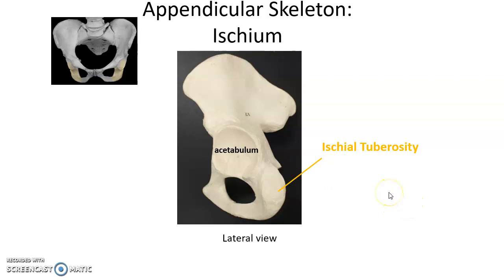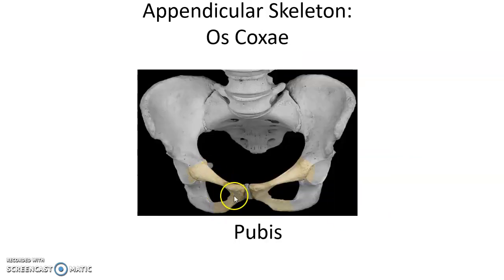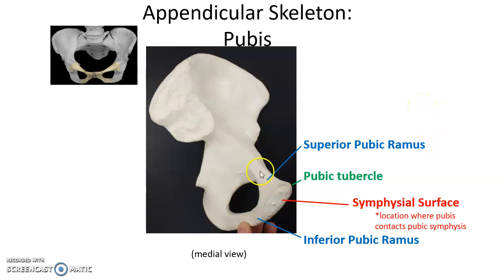Then the pubis, the inferior anterior bone, right and left pubis, help to form the pubic symphysis. The pubis has a superior pubic ramus, which then leads up to the acetabulum, has an inferior pubic ramus, which attaches to the ischium. It has a point that sticks out called the pubic tubercle, and then this slightly rough patch here is the symphysial surface. That is where the cartilage fits in for forming the pubic symphysis.